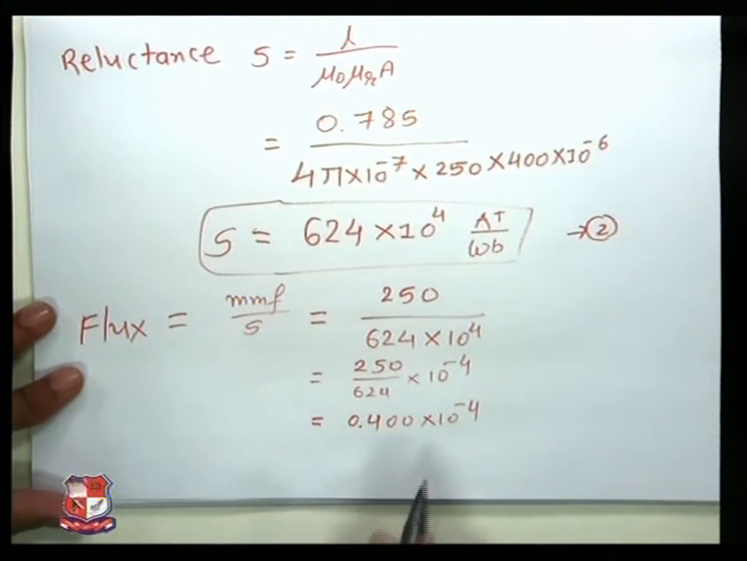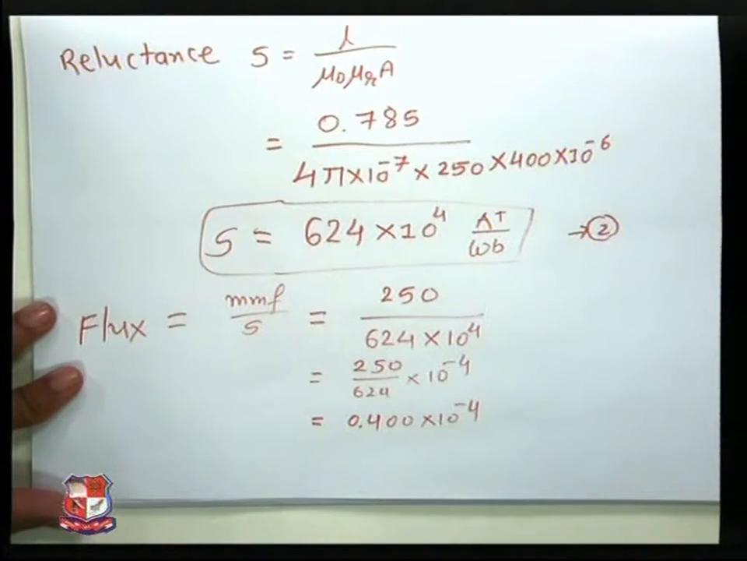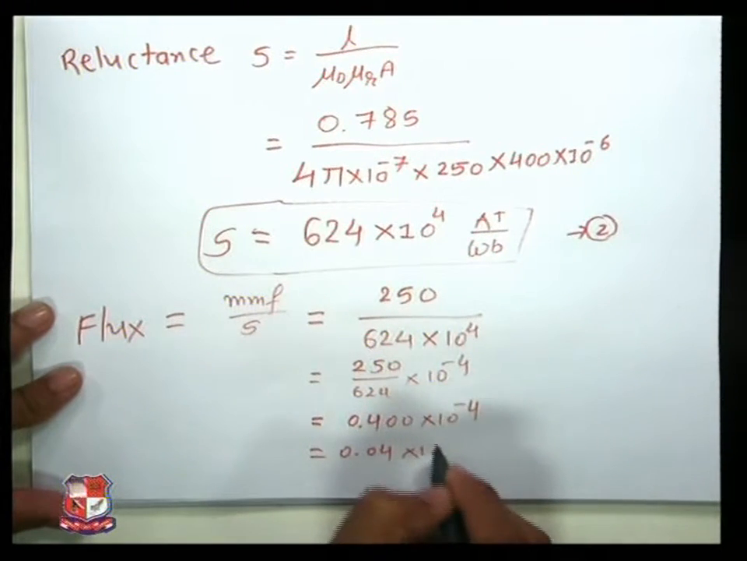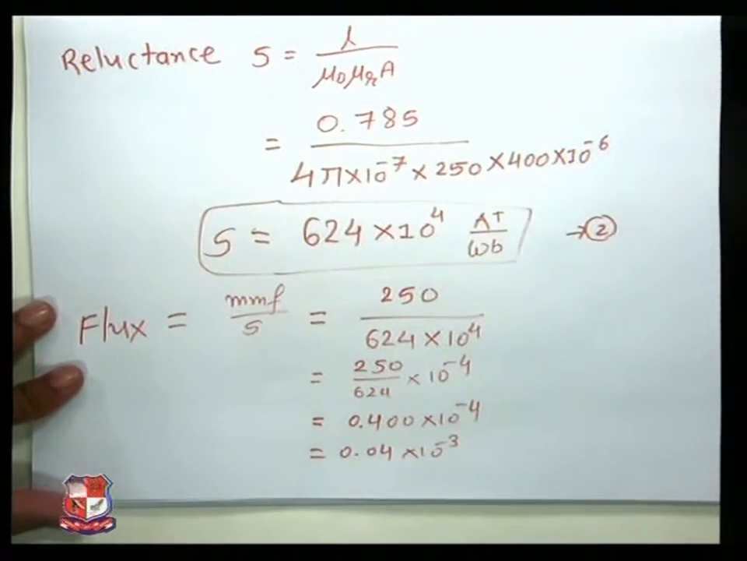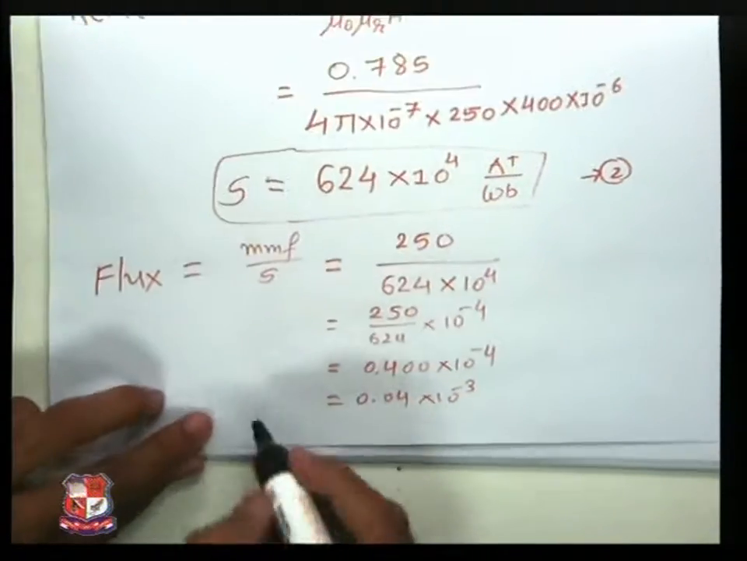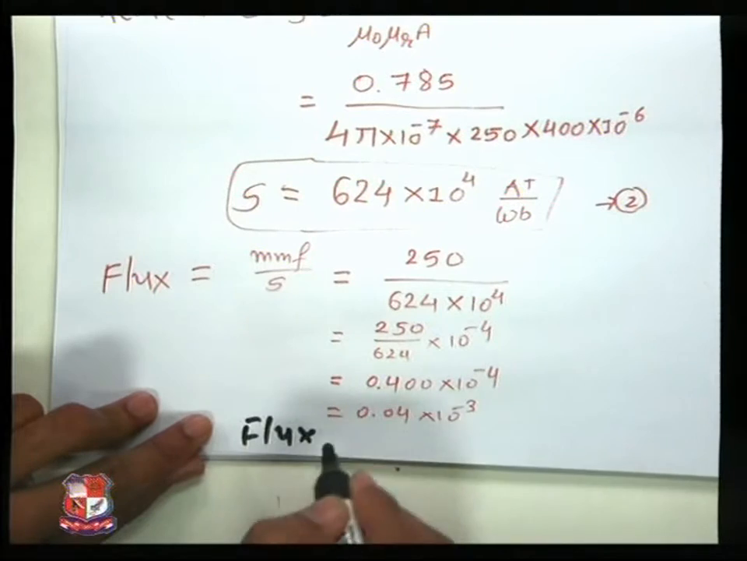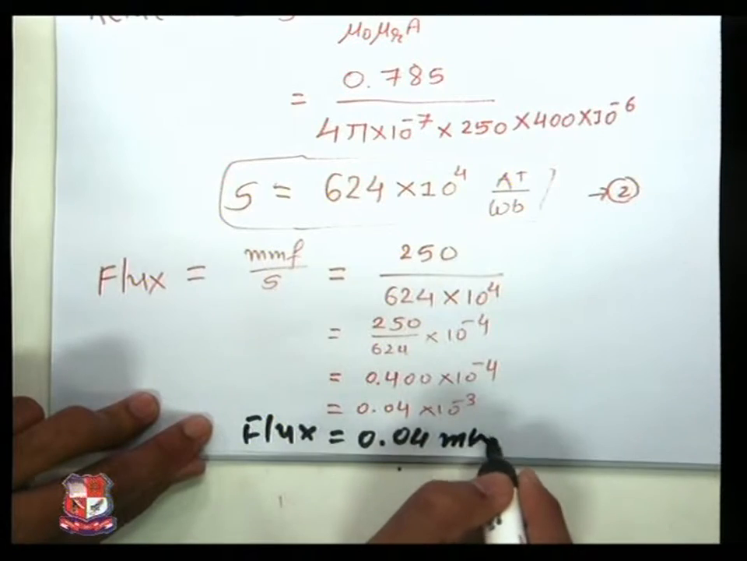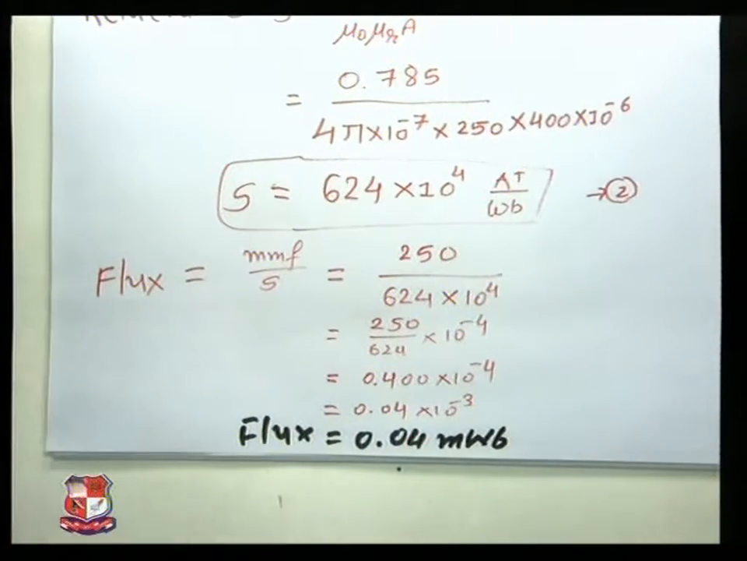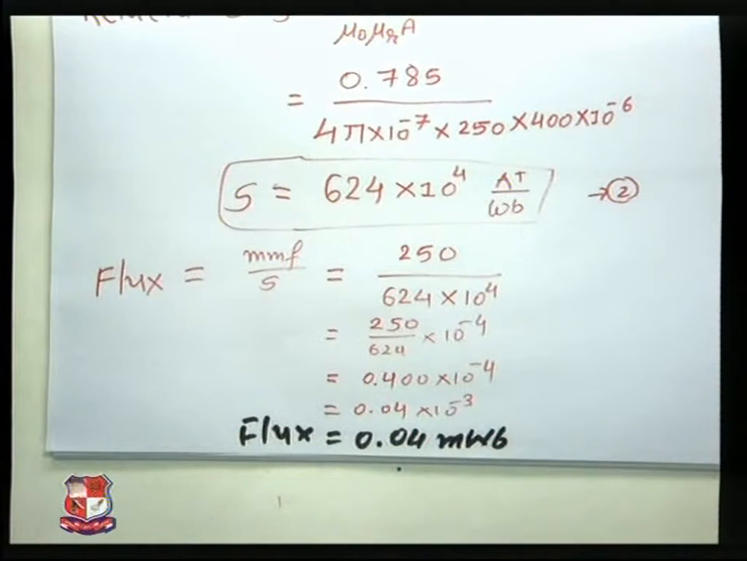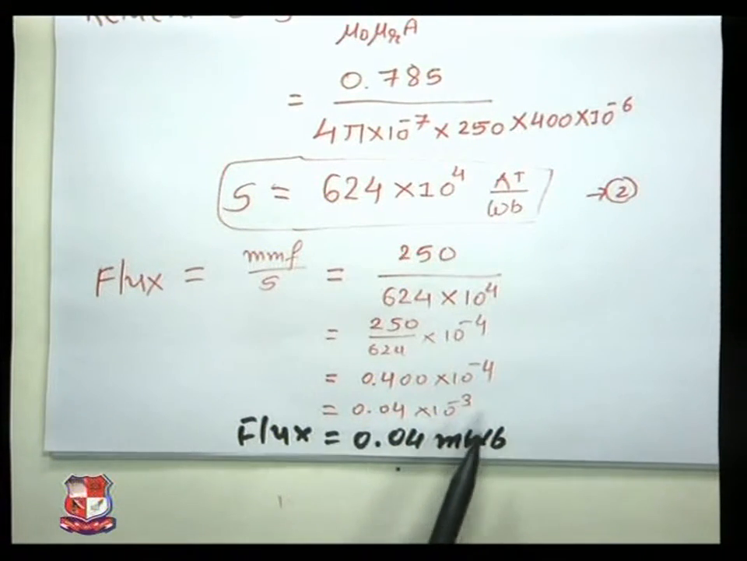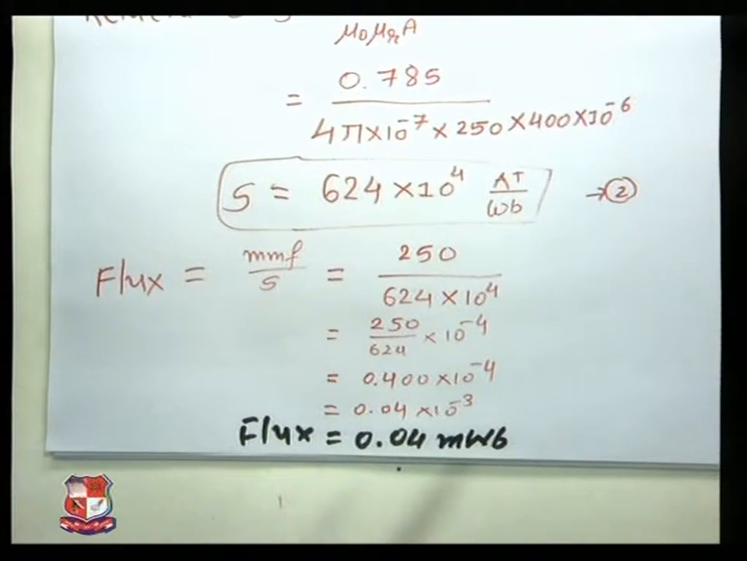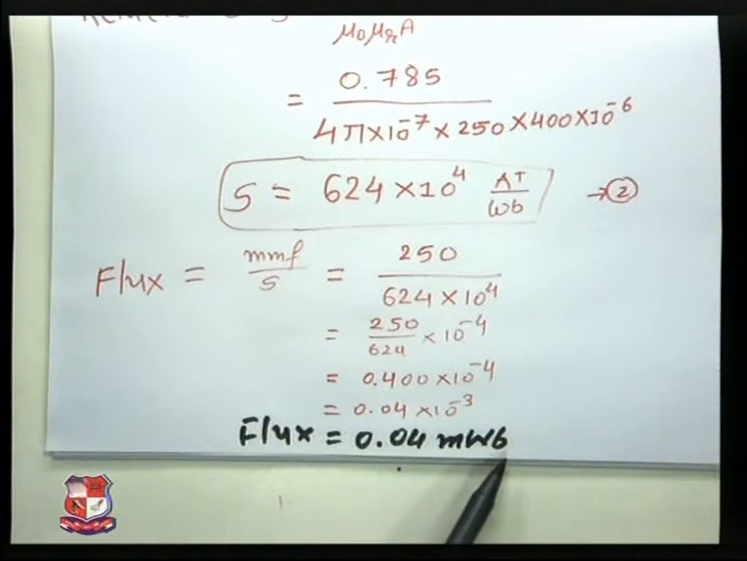Now we want to get the value of flux in standard form, so we write 0.04 into 10 raised to minus 3. Then the value of flux is 0.04 milliweber. 10 raised to minus 3 is converted into Weber, so 0.04 into 10 raised to minus 3 Weber. So the value of flux established or flux set up in the ring is 0.04 milliweber.